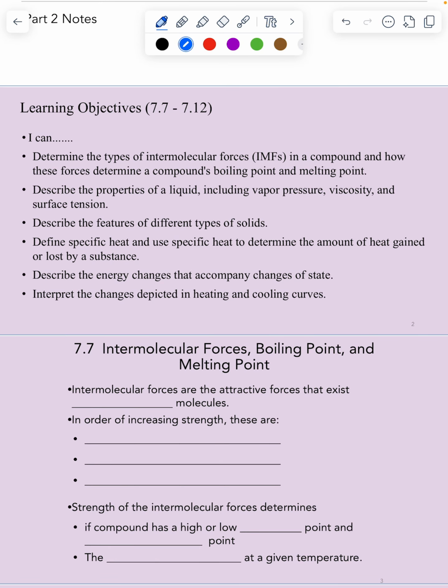This is Chapter 7, Part 2 notes. The learning objectives you see here, we will be looking at intermolecular forces. These are the forces between molecules that determine the state of matter and phase changes. We're also going to be looking at different types of solids, and then something a little bit about specific heat. And then describe energy changes that accompany these phase changes. We'll also be taking a look at heating and cooling curves.